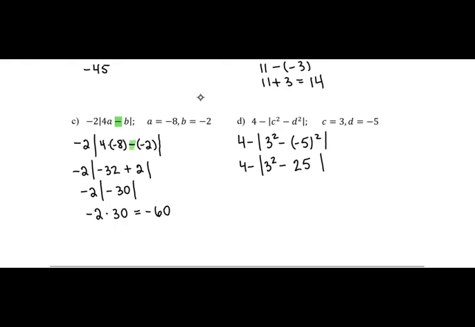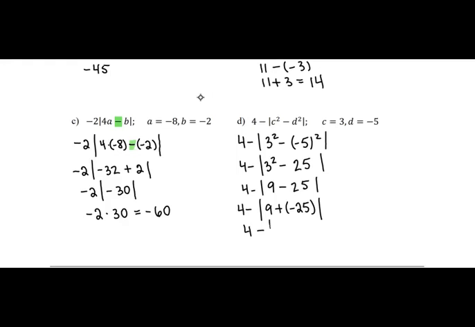All right, next step is I am going to find 3 squared. So I have 4 minus 3 squared, which is 9, 3 times 3, minus 25. It's 9 minus 25, still inside the absolute value brackets. So I'm going to change the subtraction problem into the addition problem. 9 plus negative 25 is going to give you negative 14.